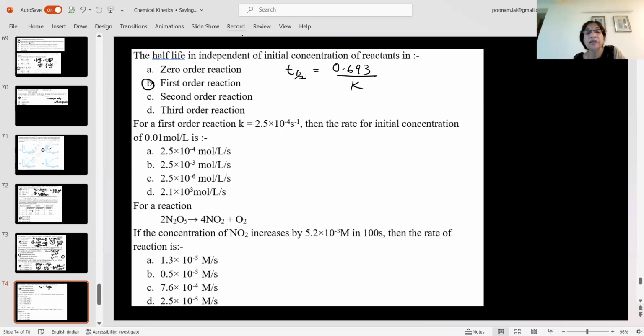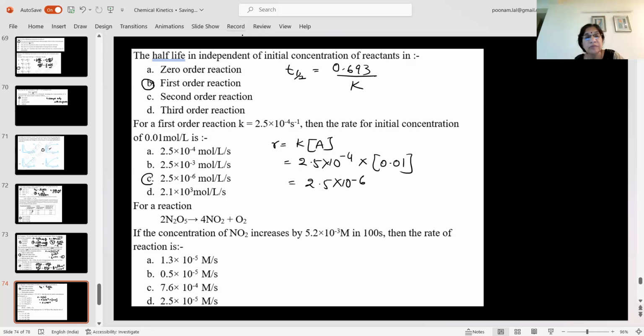Then for a first order reaction, K is 2.5 into 10 raised to minus 4. If the initial concentration is this much, what will be the rate? So what is the rate law? R is equal to K into concentration of A. So I have to find R. I know K, what is K? 2.5 into 10 raised to minus 4. And what is the initial concentration? 0.01. So what will R be equal to? 2.5 into 10 raised to minus 6.